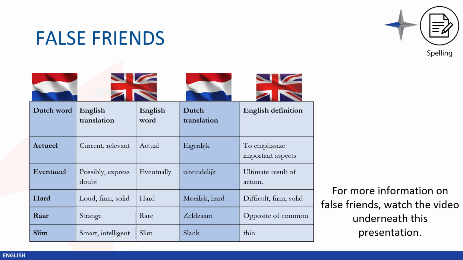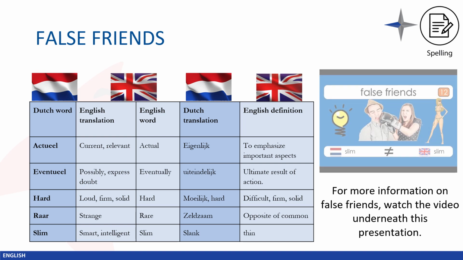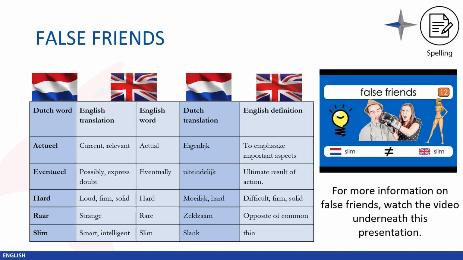Well, if you didn't notice that I enjoy cognates and false friends, I'm giving you some more examples here. For example, the Dutch word actueel. In English, it means current or relevant. But the English word actual, if you would really translate it into Dutch, is eigenlijk, to emphasize importance, as in actually or an actual idea, with emphasis on certain aspects. For more information on false friends, you could watch another video that I have here, and the link is underneath this presentation.